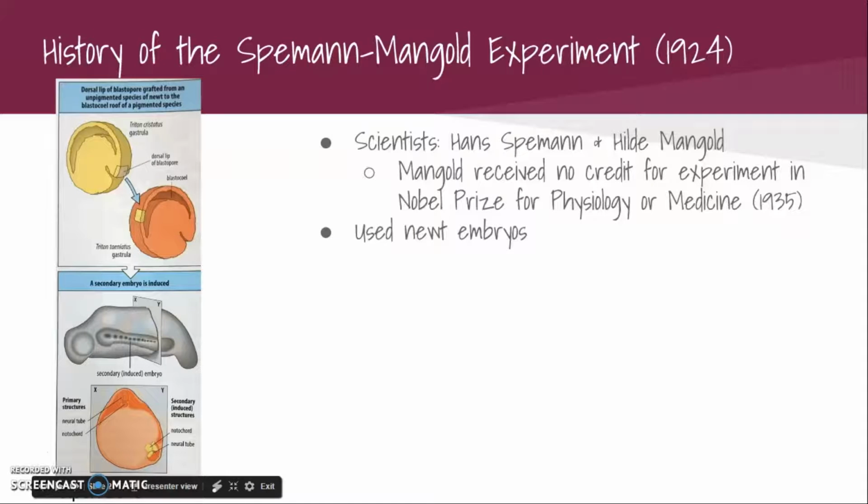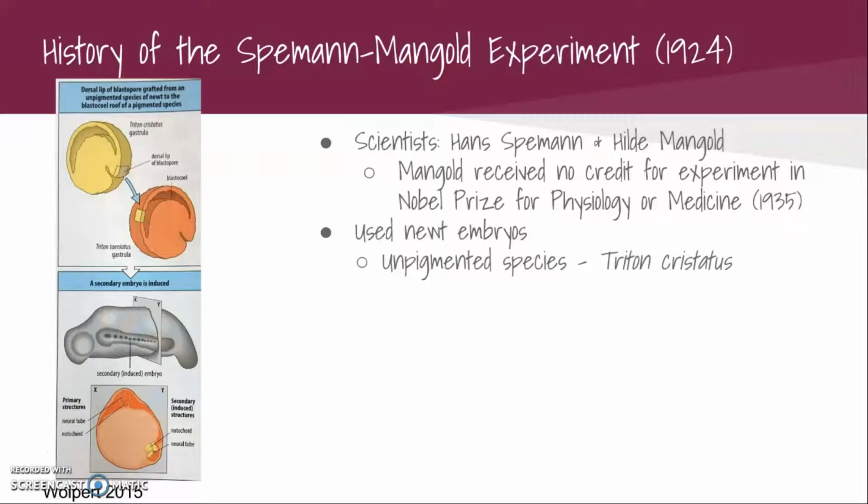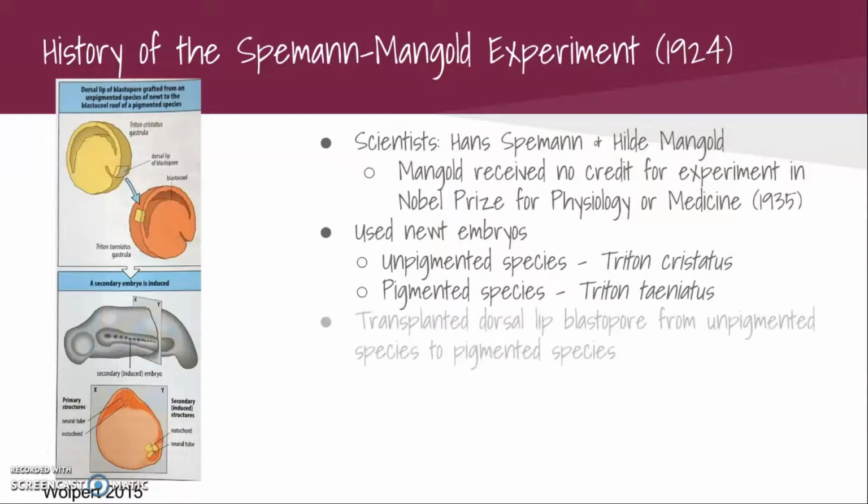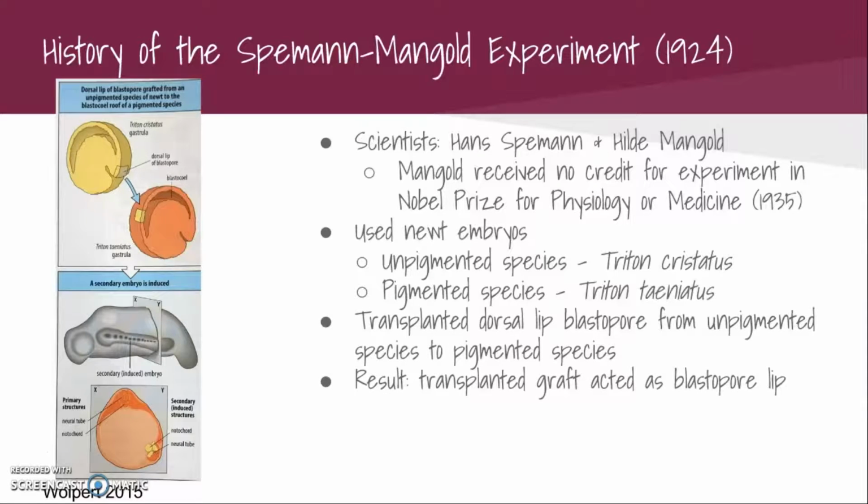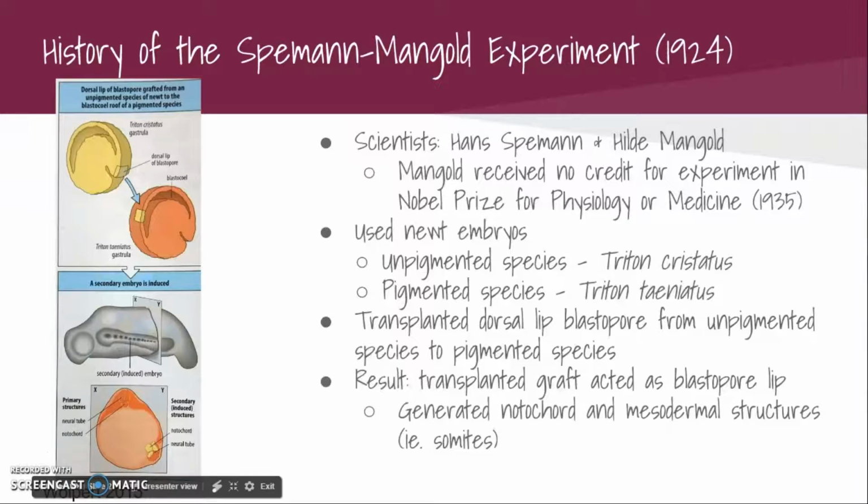The transplantation experiment was conducted using two newt embryos, both in their gastrula stages. The dorsal lip of the blastopore from the unpigmented newt species was grafted to the ventral side of the pigmented species. The result was that the grafted tissue invaginated and consequently induced a new body axis that gave rise to neural tube and mesodermal structures such as somites. This experiment suggested a new theory that a group of cells could induce and determine development of neighboring cells.